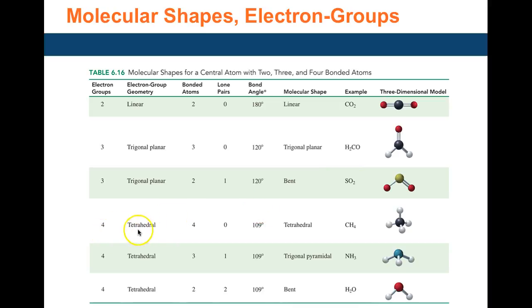If it is 4 electron groups, the electron group geometry is tetrahedral, 4 bonds, no lone pairs, the bond angle 109, and the shape is also the same, tetrahedral, all right? Now, if you have 4 electron groups, so the electron group geometry is tetrahedral, however, there are 3 bonds, 1 lone pair. So that shape is trigonal pyramidal, okay? Again, 4 electron groups, electron group geometry is tetrahedral, but there are 2 bonds, 2 lone pairs, so the shape is bent.